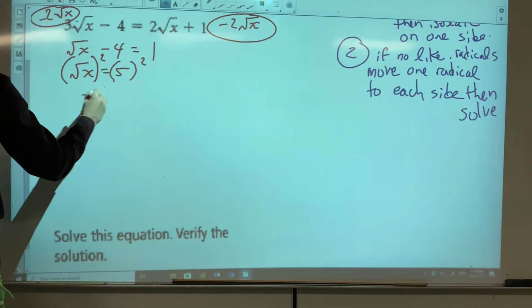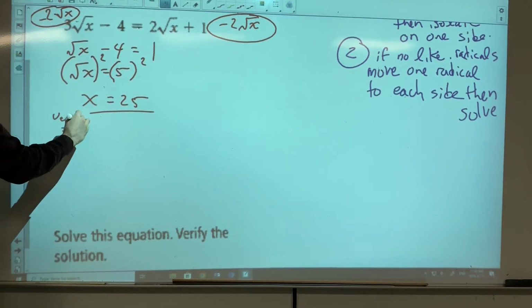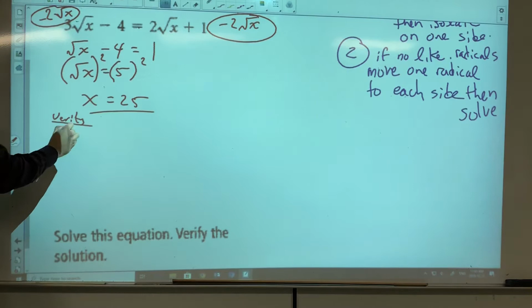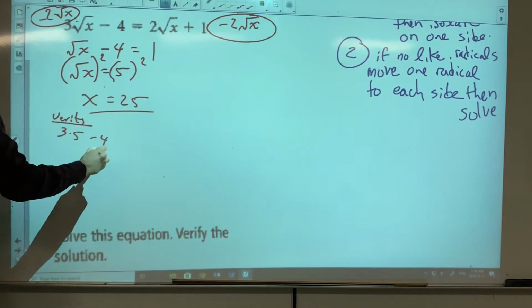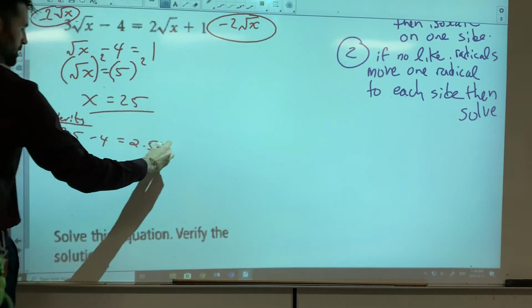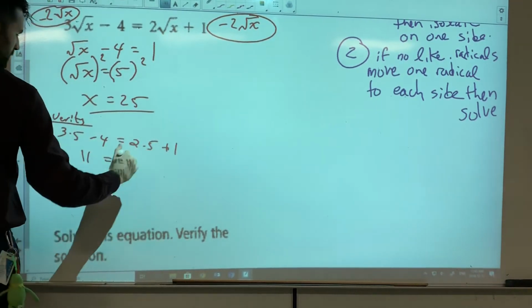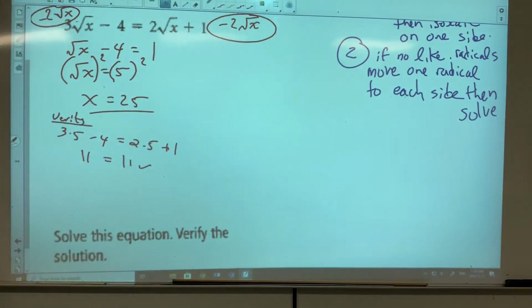So that's like the ones we already did. We should verify. If you plug in 25, you get 3. So I'll just write verify. I'll do a really quick verify. You would get 3 times 5, subtract 4, equals 2 times square root 25, which is 5, plus 1. So that's 15 minus 4 is 11. That's 10 plus 1, 11. Good?